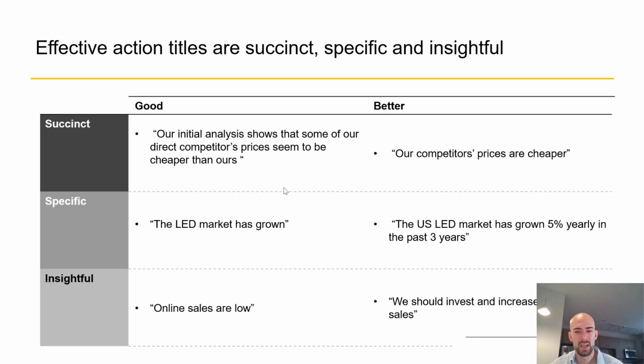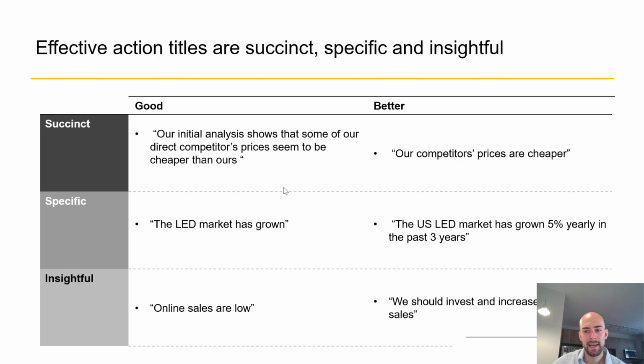The second point, the more specific your message, the better. Meaning using metrics, numbers, quantifying your message, your recommendation. Instead of saying "the LED market has grown," it's stronger to say "the US LED market has grown 5% yearly in the past 3 years," or whatever you want to highlight.